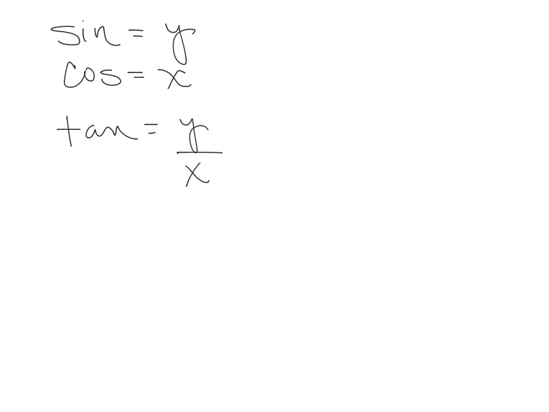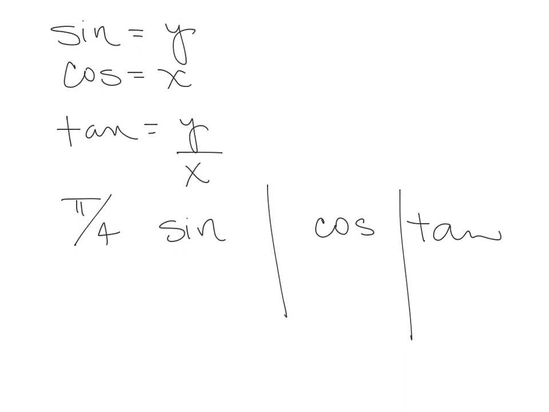over x. So for any of these that I'm looking at, let's say I'm looking at my unit circle and I'm looking at pi over 4, and I want to find sine, cosine, and tangent. So for sine, I simply look at the y value, which is square root of 2 over 2. Cosine is the x value, square root of 2 over 2.